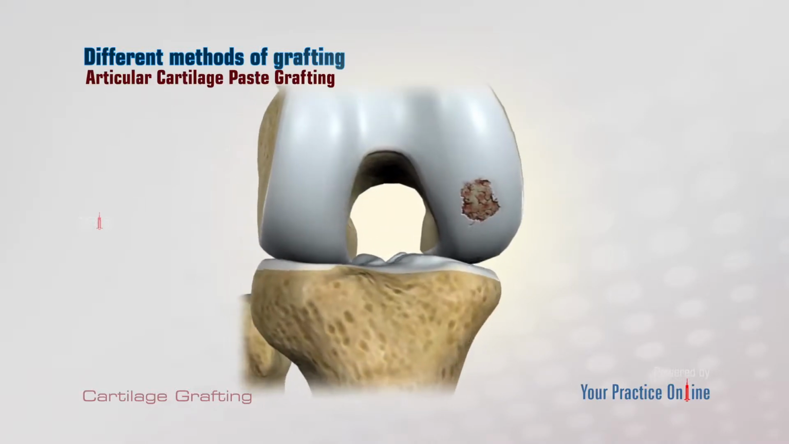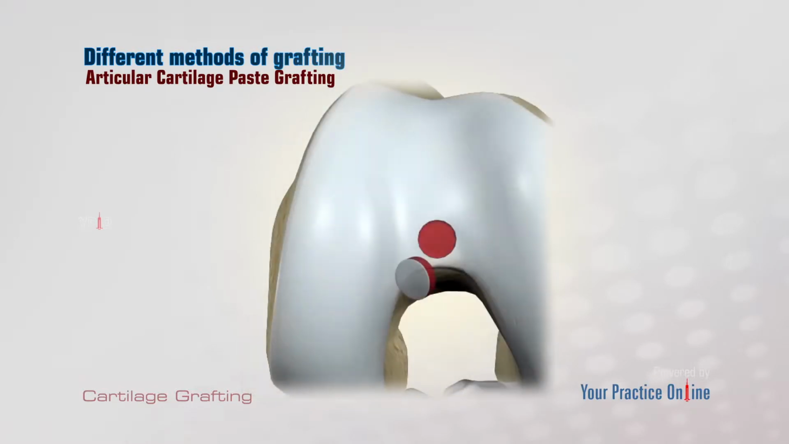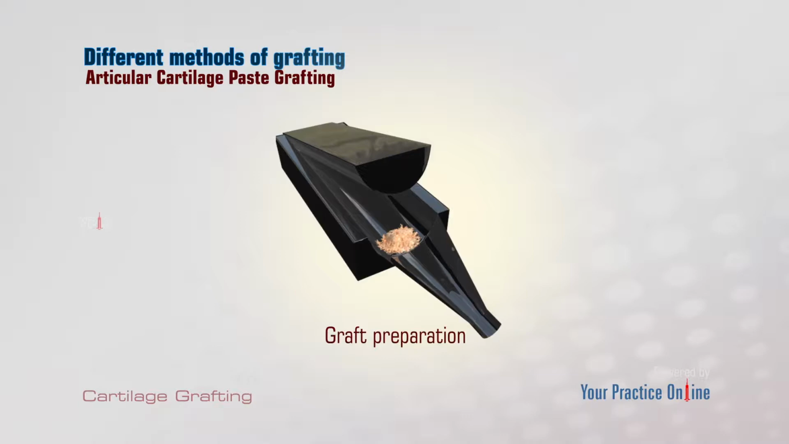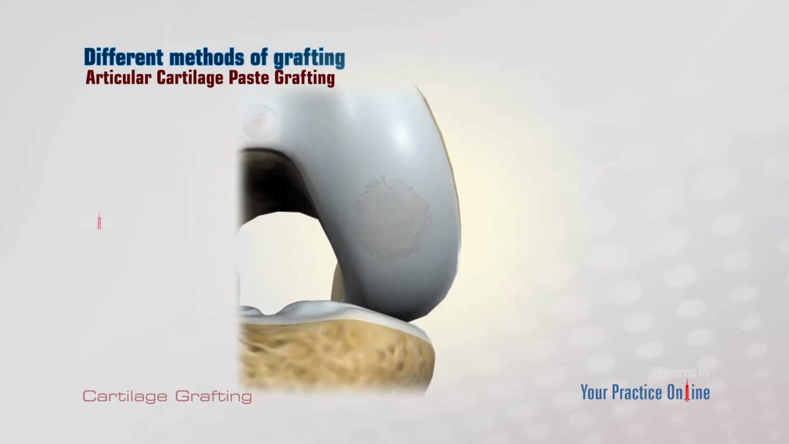Articular cartilage paste grafting. In this technique, multiple holes are created in the bone to induce bleeding. The articular cartilage graft is harvested from the patient's intercondylar notch at the center of the knee. The graft is ground with subchondral bone to make a paste which is transplanted to the damaged area. This method helps in regrowth of cartilage and provides better pain relief compared to all other grafting procedures.